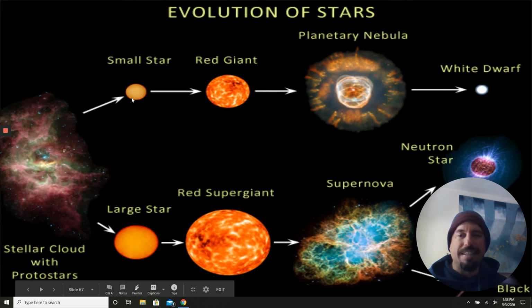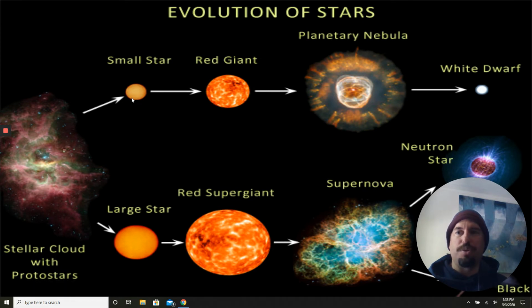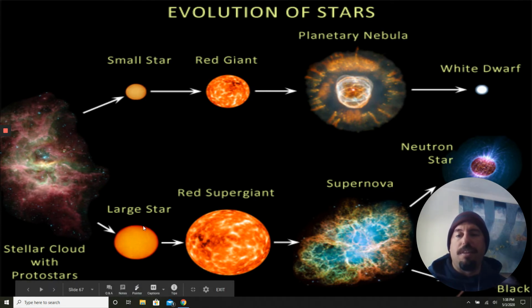And main sequence just means it's kind of like the adult part of the star's life. This is the longest part of the star's life. So most of the star's life is spent here along the main sequence, this part here. And what happens, if we're up here in the small stars, actually both of them, they'll eventually run out of hydrogen.